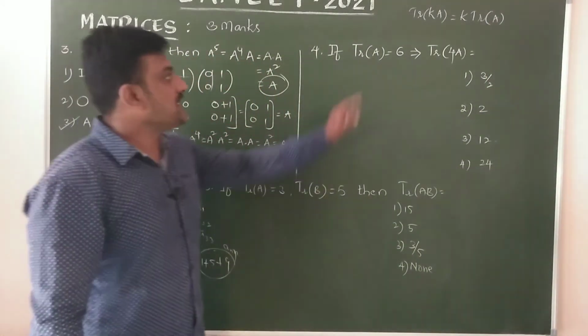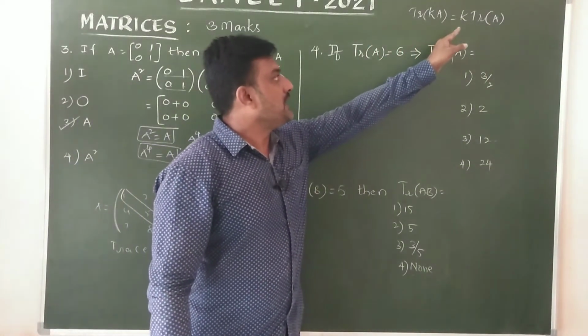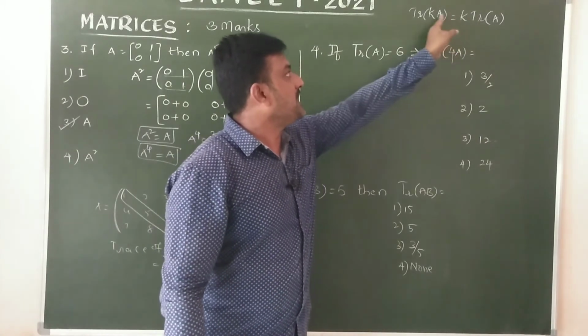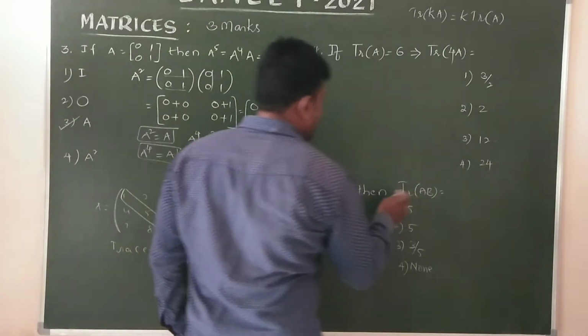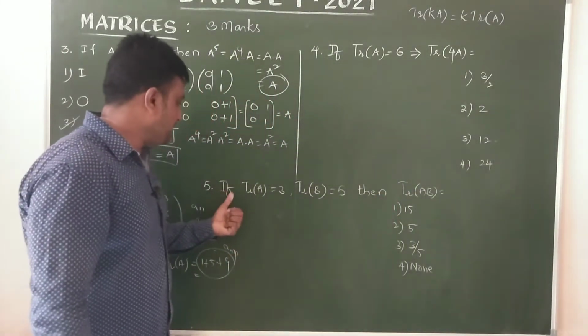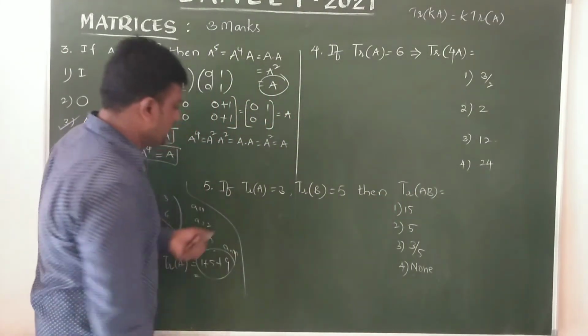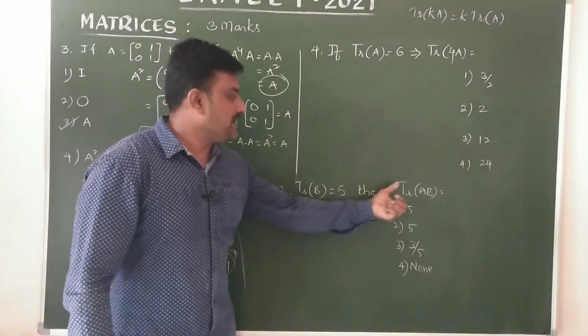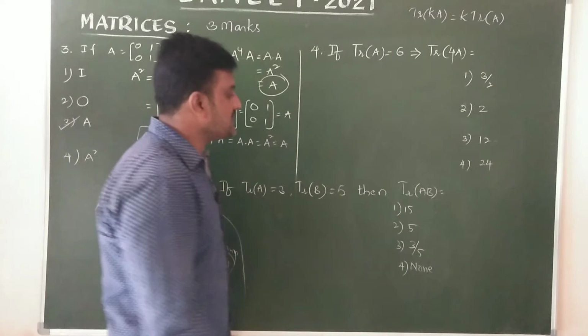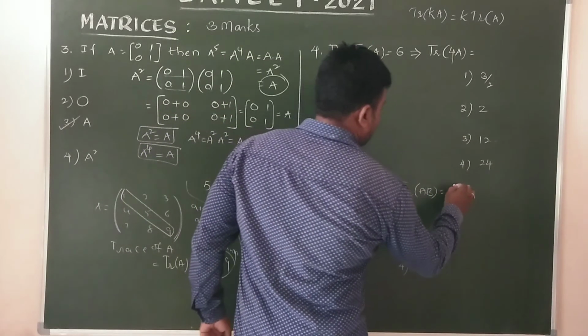Trace of kA equals k into trace of A, where k is nothing but any scalar. Also for this problem, the fifth one, trace of A equals 3, trace of B equals 5. Then what about trace of AB? Here also we can apply like this.